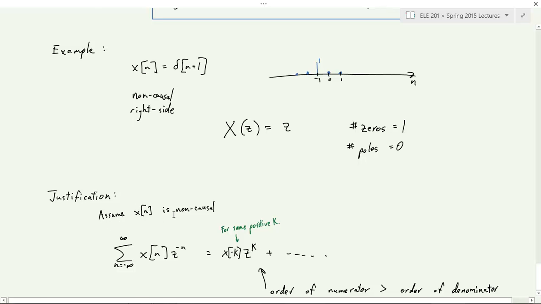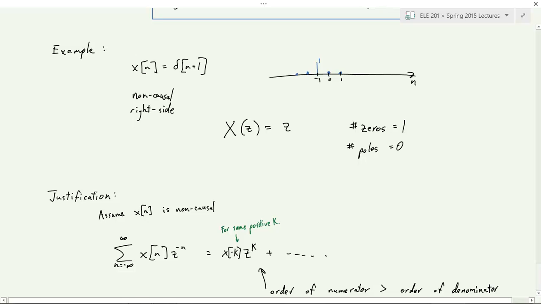If we assume x[n] is non-causal, then we know that the Z transform, which is expressed this way, will have some terms where non-causal means that there are some negative values of n for which this is non-zero. So in other words, there exists some positive k for which x of negative k is non-zero. And that's going to correspond, in this sum, to a non-zero term times z to a positive number, a positive k, plus all the other terms in this sum, right?